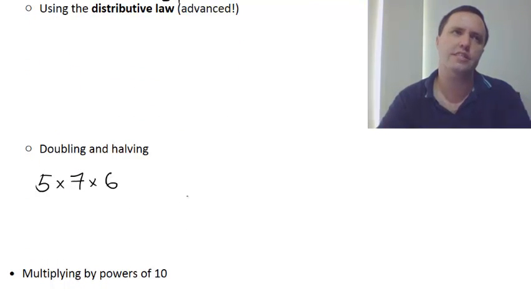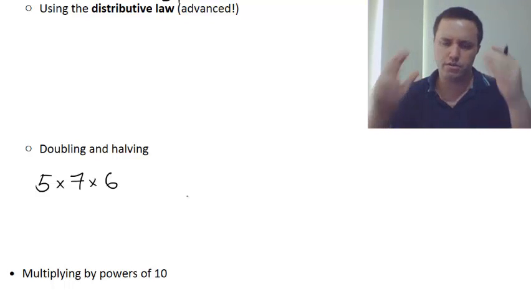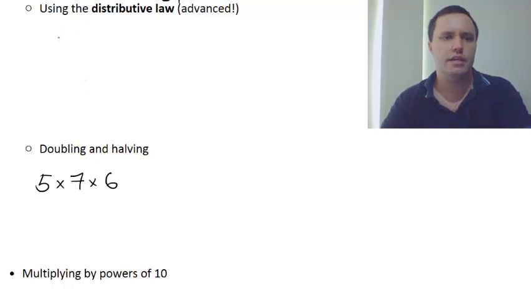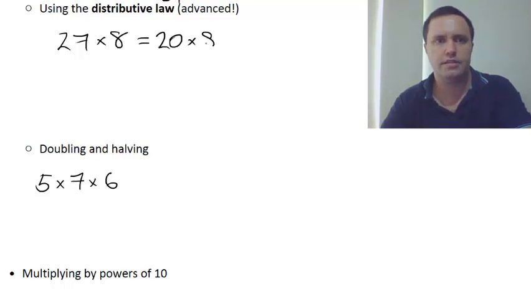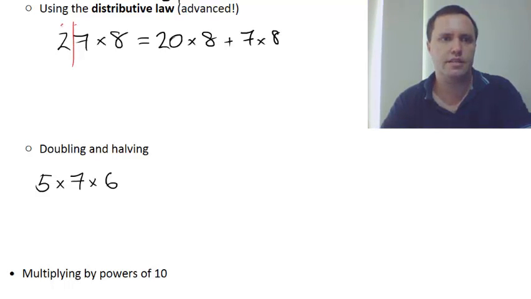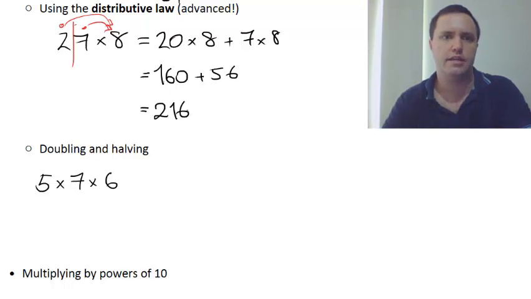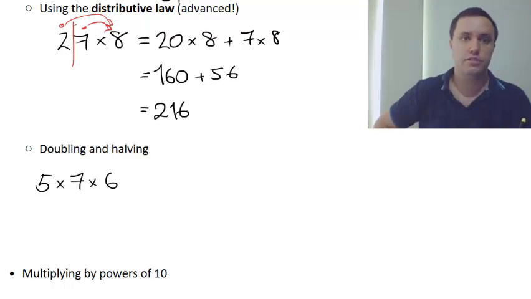Now, this is a little advanced, but more so because you've got to sort of partition things and hold things in your memory while you're calculating. But just say you had 27 times 8. You could rewrite that as 20 times 8 plus 7 times 8. So that's sort of breaking up this and getting the 20 and multiplying it by 8, and the 7 and multiplying it by 8. So 20 times 8 is 160, plus 7 times 8 is 56. So you'll have 216. Okay, so that's one way to go about that one.